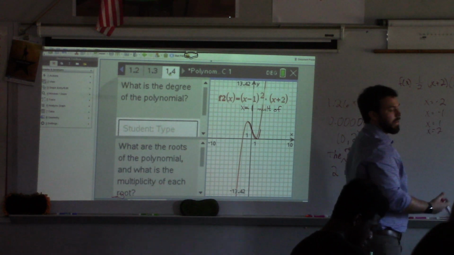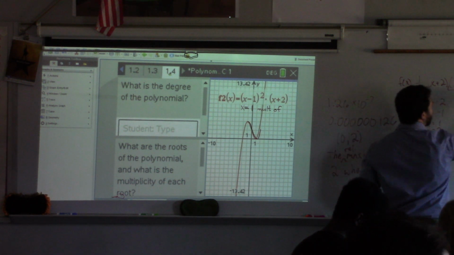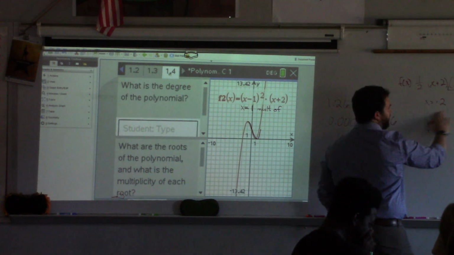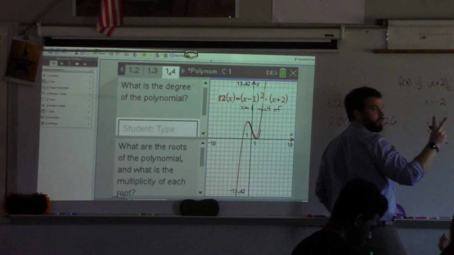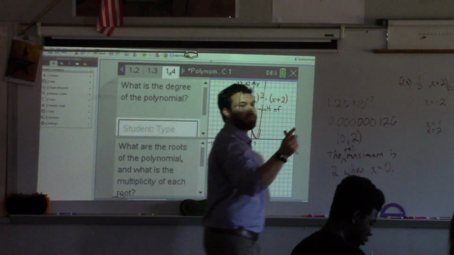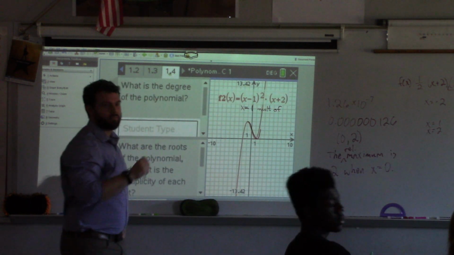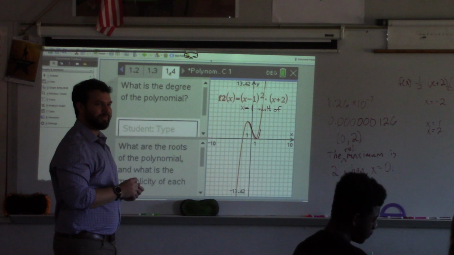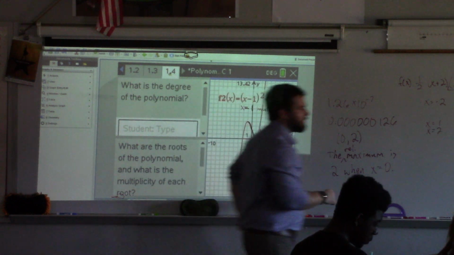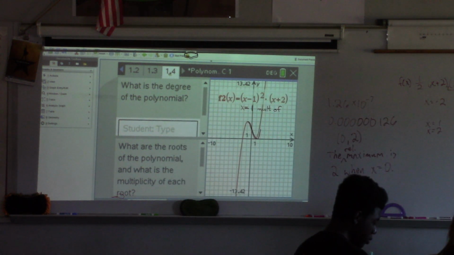And that's the whole point of a multiplicity: if I wouldn't have this root anymore, I would have this root, but how many times do I have it? So the multiplicity is 2. Do you have a question? So if it doesn't go through it, it's 2? Sometimes. Right. This is a good question, okay?